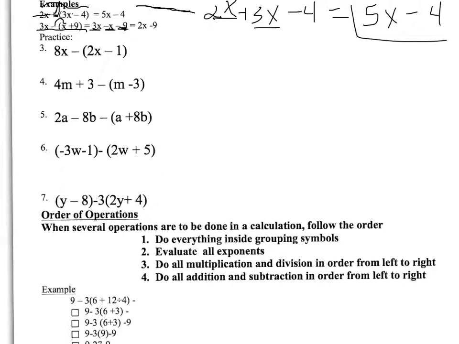3x minus x, because that's a negative 1. 3 minus 1 is 2. That gives us our 2x minus 9. So now I'm just going to move right into the practice and kind of get through these.